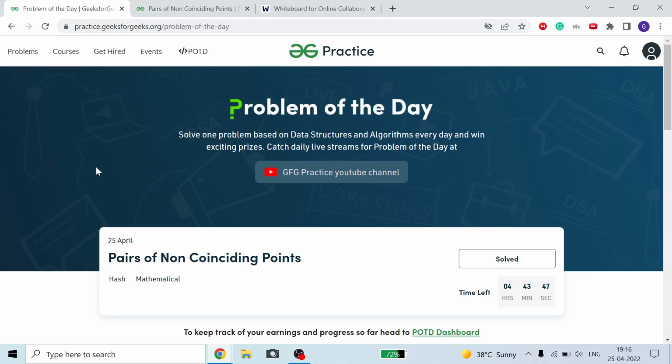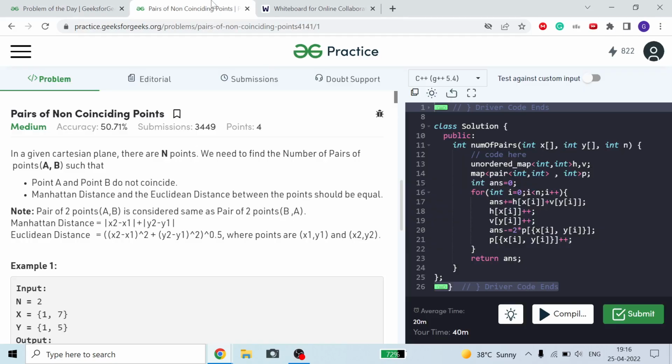Today we are going to discuss a very interesting geometry problem, pair of non-coinciding points. So let's move on to the problem. In this problem we are given n, a vector x of size n, and another vector of size n called y. Here xi and yi will be a point.